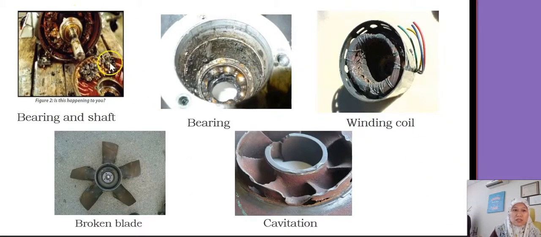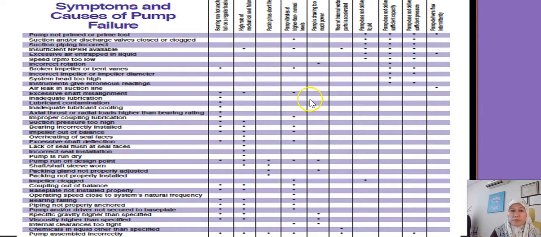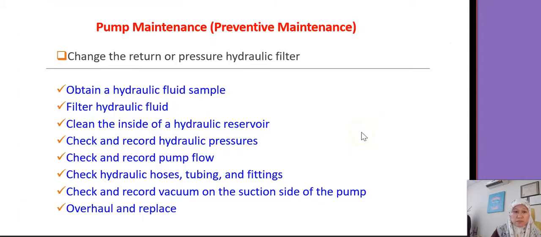You see? If you don't take care, don't add lubricant, don't maintain, it becomes like this. And also for the bearing, make sure you give enough, adequate lubricant. Winding coil, from the electrical side. Cavitation, which relates to corrosion and so on. And broken blade. These are all the common ones. And these are the symptoms that show the characteristics of a failing pump. And then these are the causes, right?